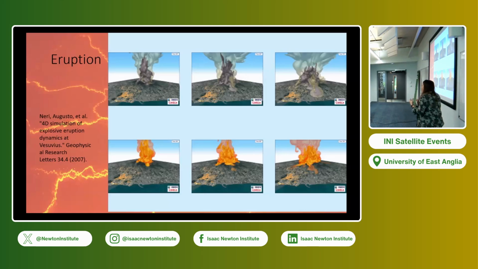So when you just have superheated water, you've got the steam and various other things there. So yeah, here you've got the column collapse, and then you can see you've got the different pyroclastic flows coming out there.